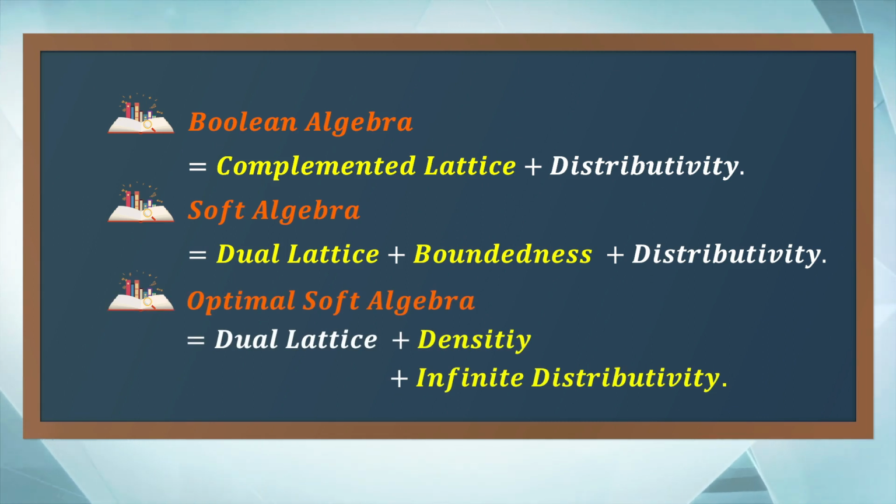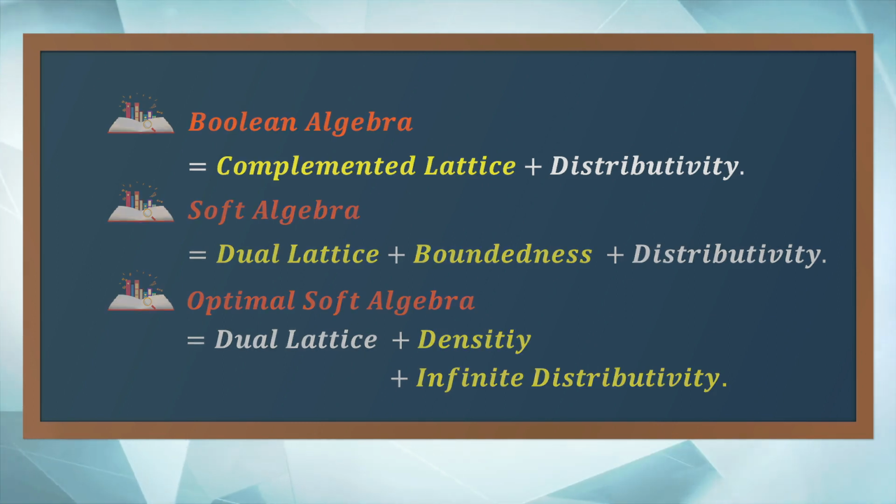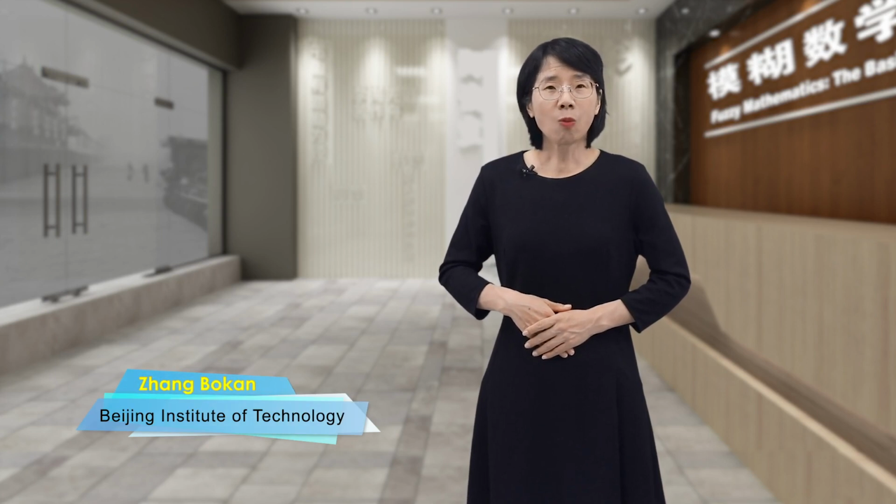Next, optimal soft algebra. An optimal soft algebra is a dual lattice, together with density and infinite distributivity. It is dense, and a lattice that has infinite distributivity must be complete. Of course, a complete lattice is bounded. This is the end of this lecture. Next time, we will talk about the algebraic structure on the closed interval from 0 to 1. Thank you.